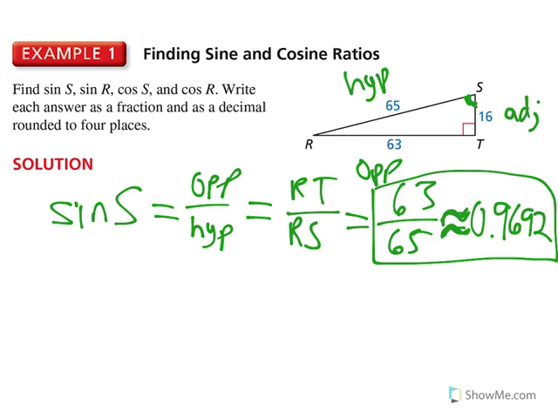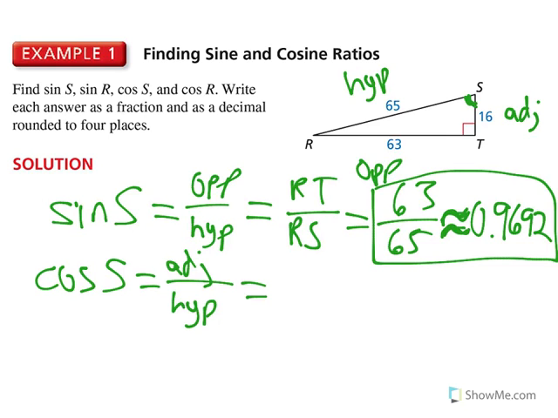Then we also need the sine of R, but before we go to that, I'm going to do cosine. I'm going to leave my reference angle the same for now. So let's do the cosine of S. Cosine is our adjacent over hypotenuse. So instead of RT, now we're going to use the side closest to it that's not our hypotenuse. The adjacent side is ST over our hypotenuse of RS. So now we have 16 divided by 65.